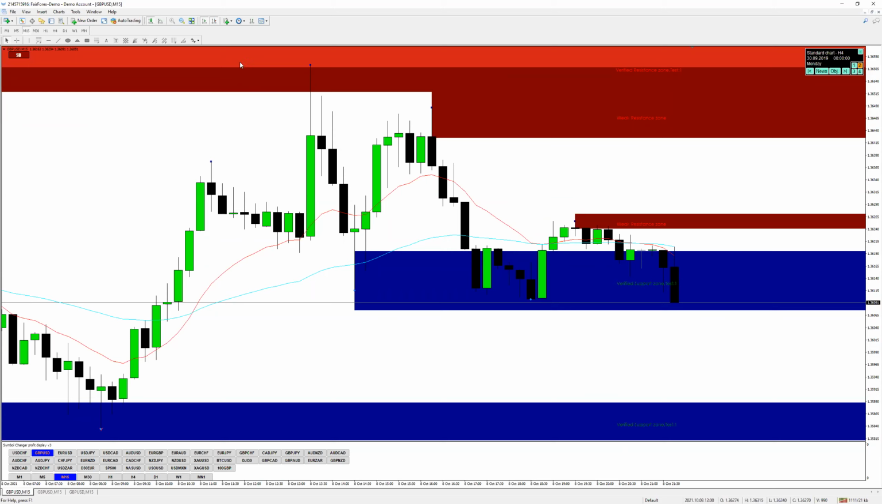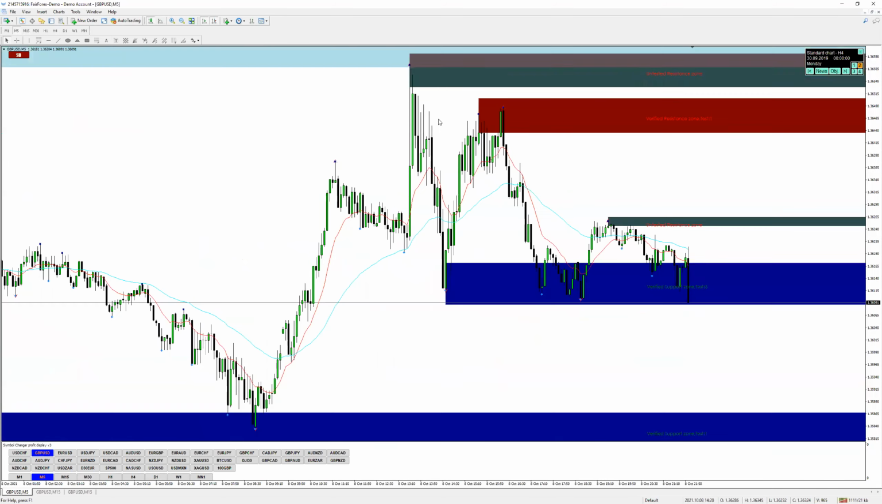I can move this out of the way. I don't know why this is popping up. All right, let's go over here to the 5. As you can see, it tapped right into it and decided to drop. Price came back up to retest and decided to drop.